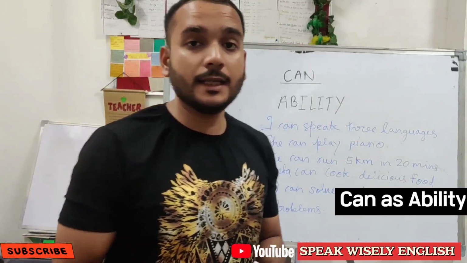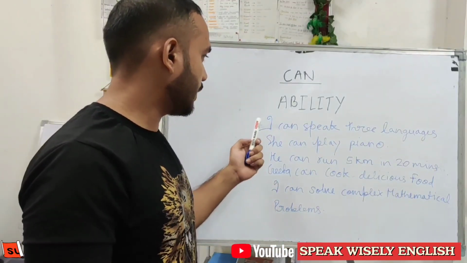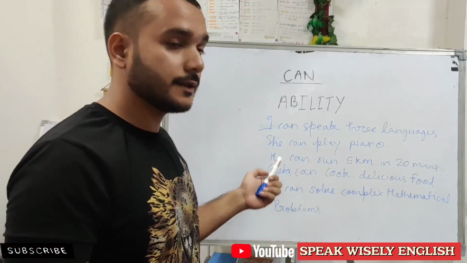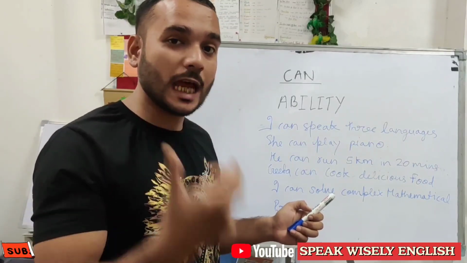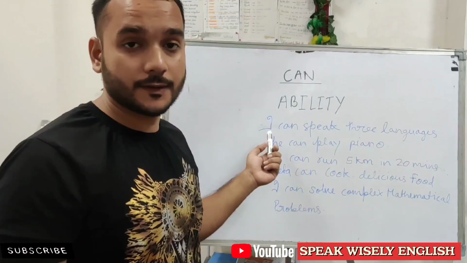The first use of can is as ability. So let's understand them by some examples. The first use of can is as ability. Here every sentence is showing the ability of somebody, or the capacity or capability of somebody to do that work. Let's see our first example.